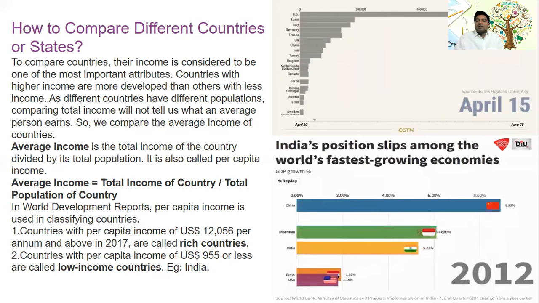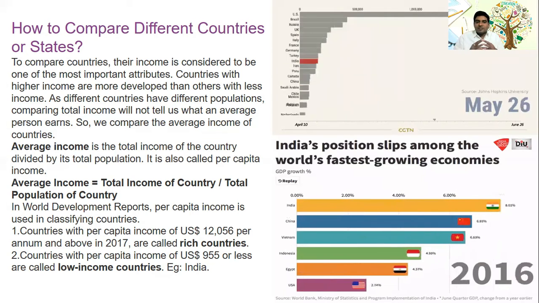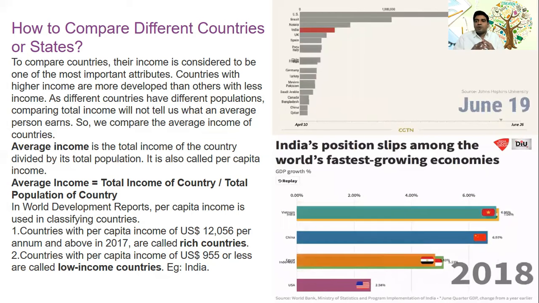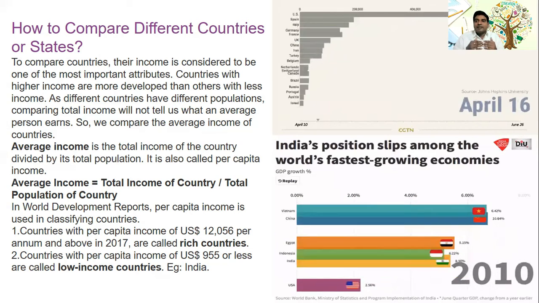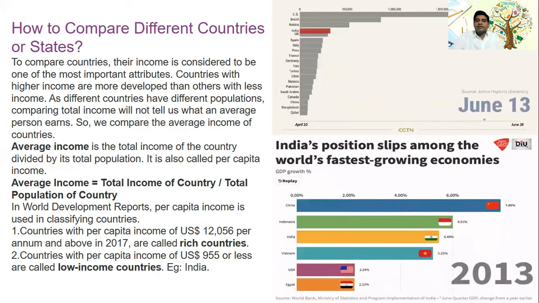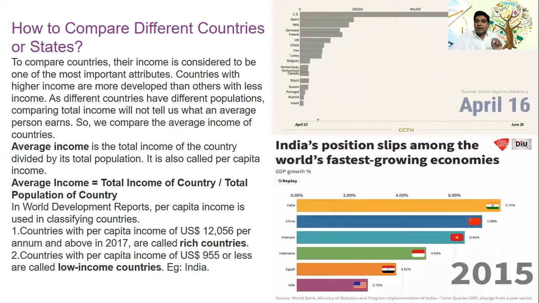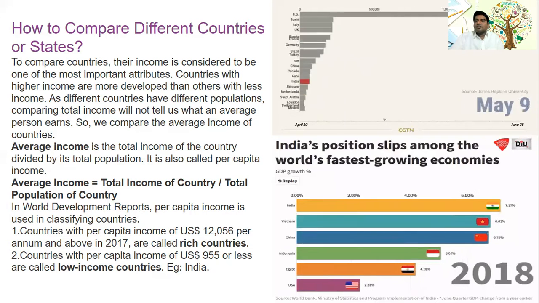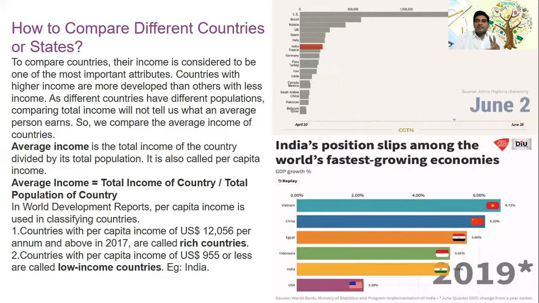And in the World Bank report or World Development report, the classification of the countries is done. How do we divide the countries? We divide the countries basing on the World Development report. The World Development report takes per capita income as the criteria for classifying the countries as developed or developing countries. You can see here the countries with a per capita income of 12,056 US dollars per annum and above in 2017 are considered rich countries. The countries which have 12,056 dollars per annum as an average income in 2017 are considered rich countries.